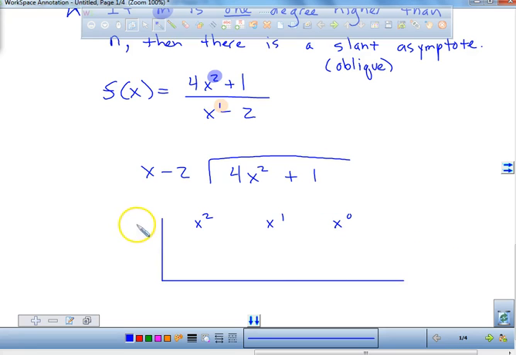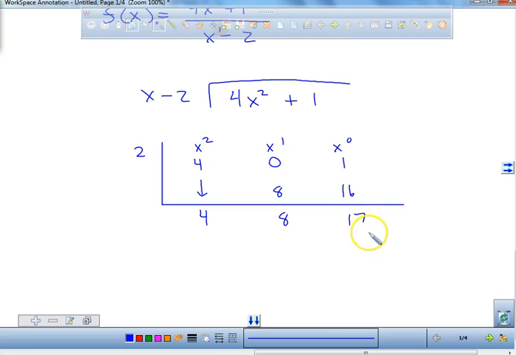What number are we going to use right here? 2. Just the number 2. How many x squareds do we have? 4. X to the firsts? Oh, 0, good. 0x to the first, and we have 1x to the 0. So we're going to use synthetic division right now. Bring down the 4, multiply, add, multiply.